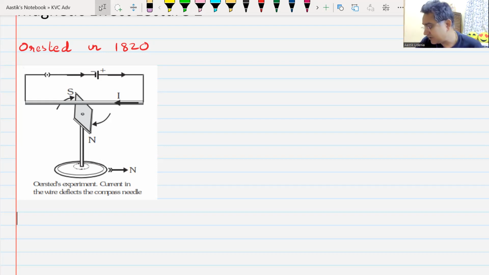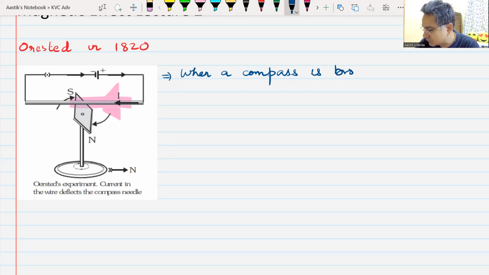Now, what experiment Oersted did? He had a current carrying wire. As you can see, this is a wire carrying current. When a compass is brought near a current carrying wire, it shows deflection. When a compass is brought near a current carrying wire, it deflects.